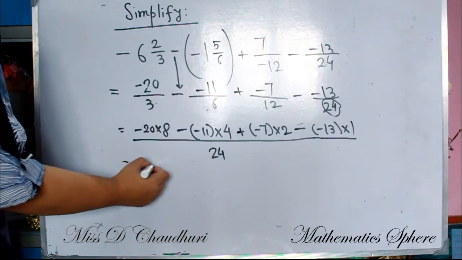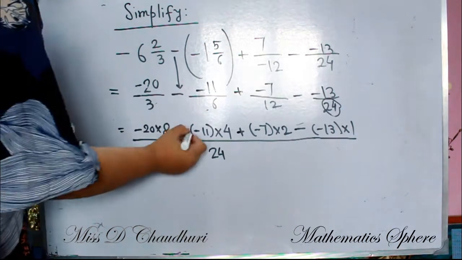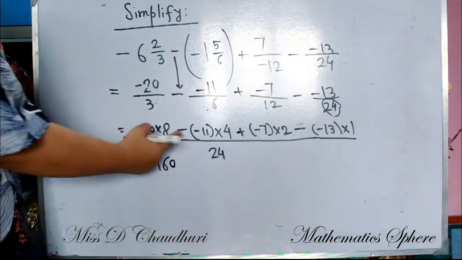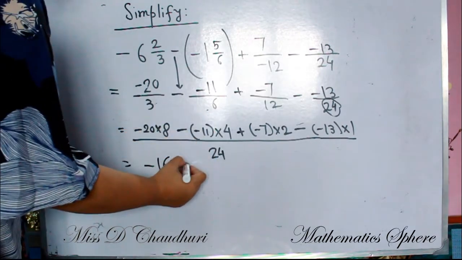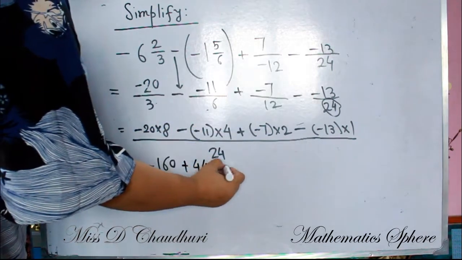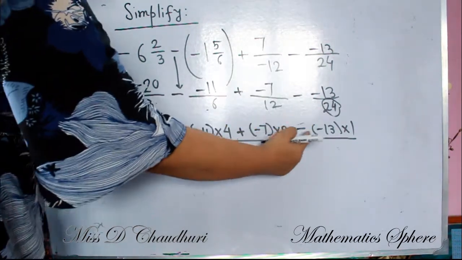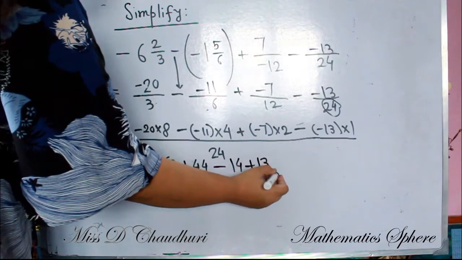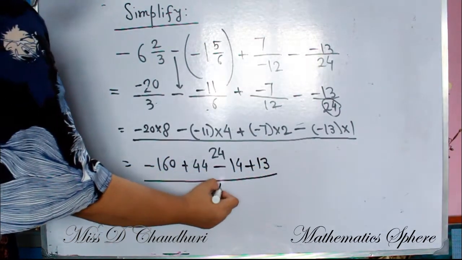Now this one will be minus 160. Here you can jump, minus minus plus, so this is plus 144. This is plus minus minus 14, and here also minus minus plus, so this is plus 13. Whole divided by 24.